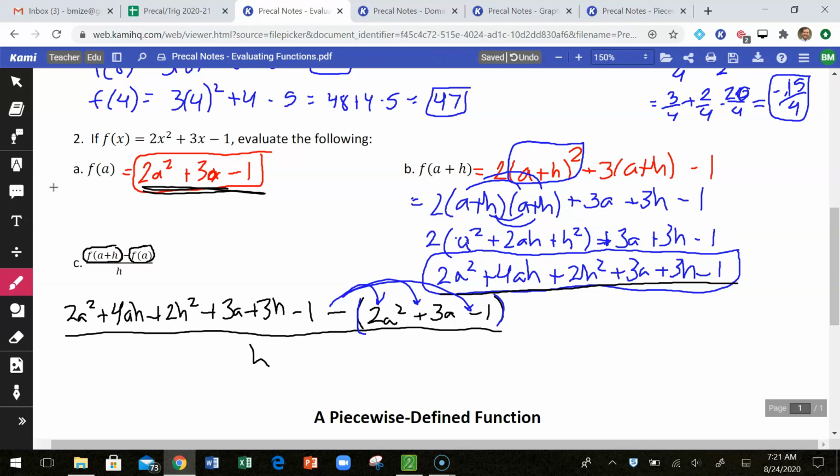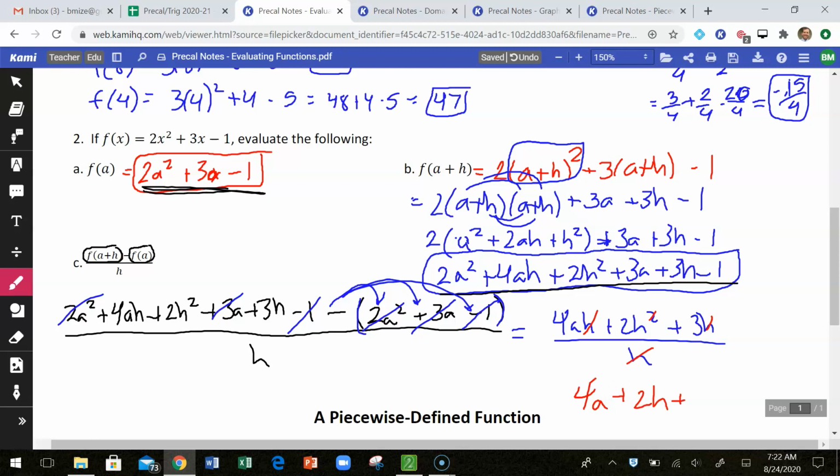And what's going to happen then is I've got 2a squared minus 2a squared, and I have 3a minus 3a, and I have negative 1 minus negative 1, or plus 1, and all those will cancel out. And that's going to leave us with 4ah plus 2h squared plus 3h, all divided by h. And at that point, everything has an h on top, so I can cancel an h with everything on top with the h on the bottom, and that gives us 4a plus 2h plus 3.